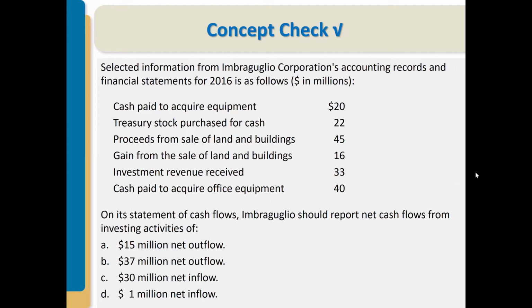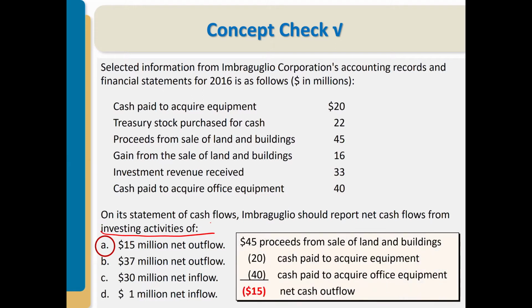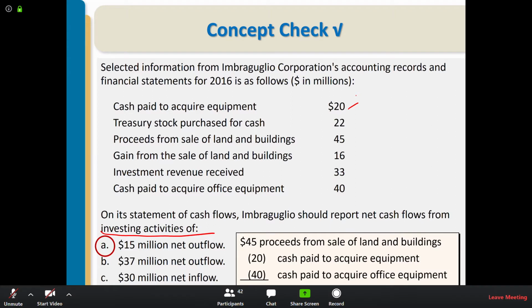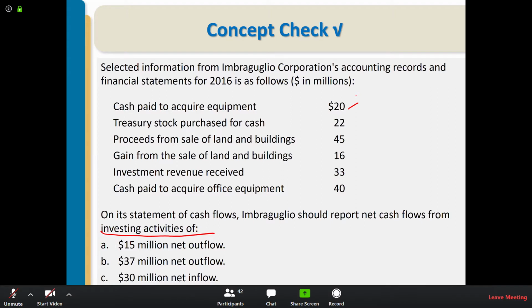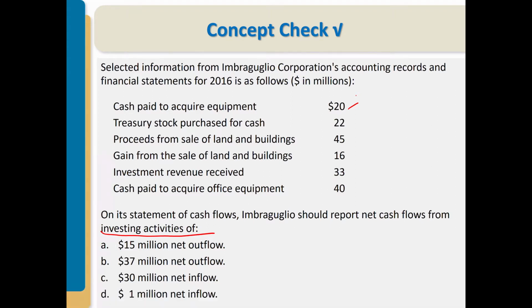You don't have to look at them one by one to see if each is investing. We talk about investing only, right? Cash paid to acquire equipment: you purchase equipment, you spend the cash. This is internal investing, and because you make payment, it is negative, right?